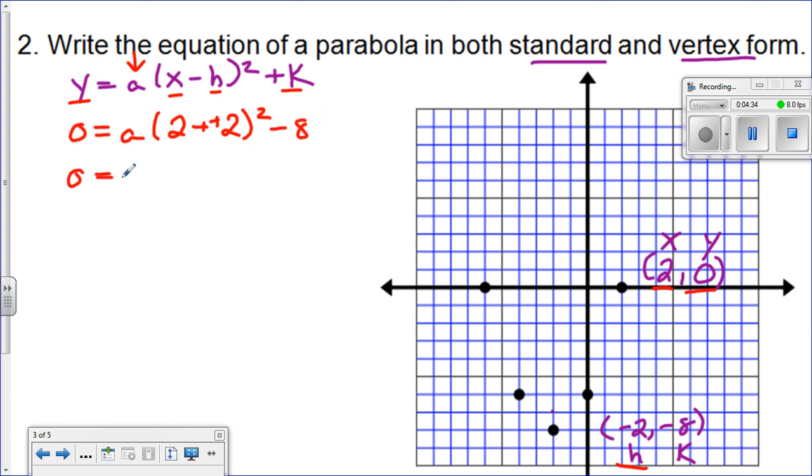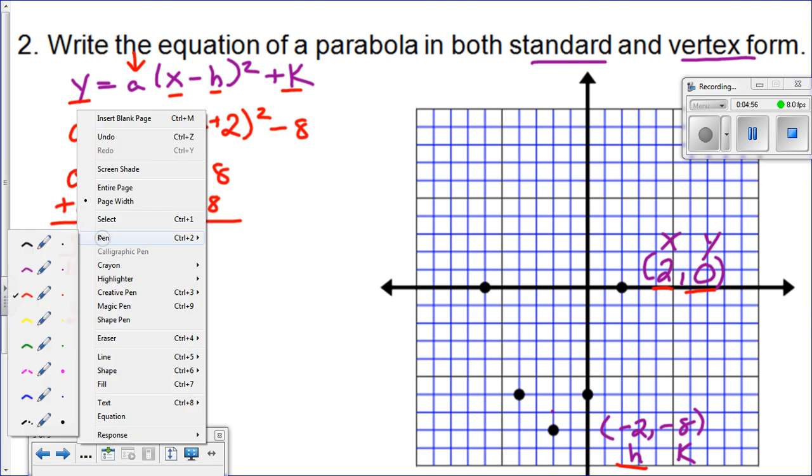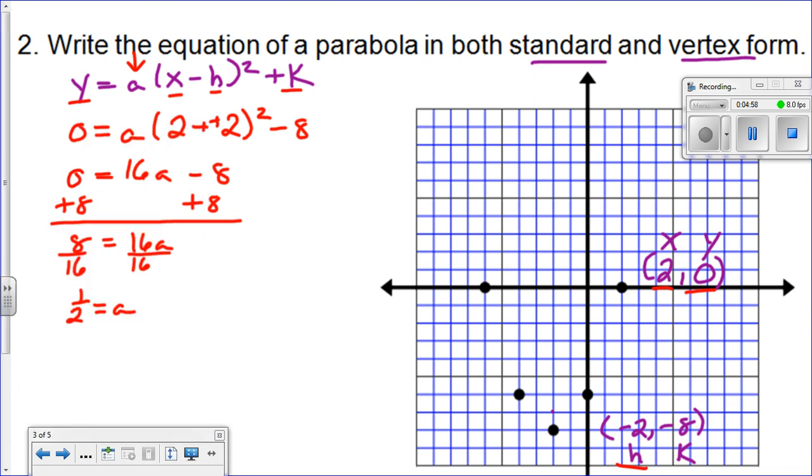So 0 is equal to, let's see, 2 plus 2 is 4, 4 squared is 16, so 16a minus 8. Let's add the 8 to both sides, so I get 8 is equal to 16a. Divide both sides by 16, and I'm getting 1/2 is a. Great. So 1/2 is a. Now I'm ready to put that in.